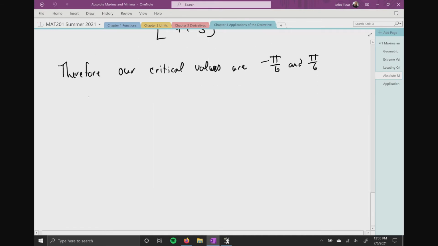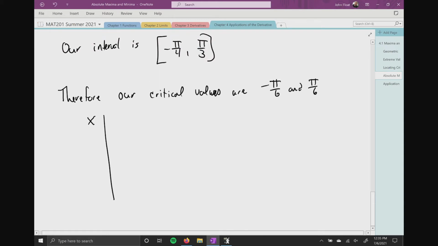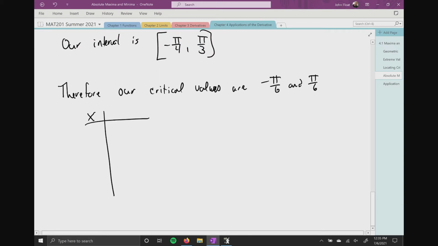So x is going to be negative pi over 4, negative pi over 6, pi over 6, and then pi over 3. Okay, from here, we're going to use these values and substitute them into the original function. To help us, we're going to use our calculator.